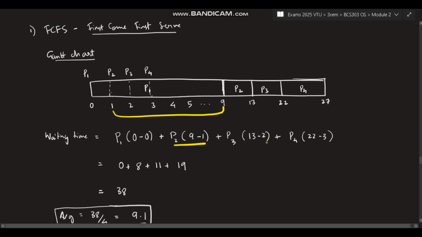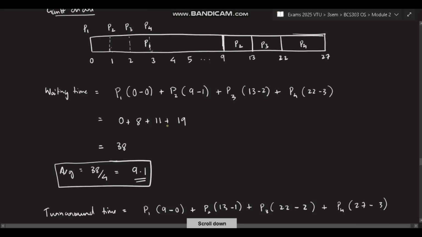P3 came at 2nd second, and it started executing at 13 seconds. So 13 minus 2. P4 came at the third second, but it started execution at 22, right? So this is 22 minus 3, which is 19. Okay, so just add up, you will get 38 divided by 4, because 4 processes are there, you'll get 9.1. This is the waiting time for FCFS.